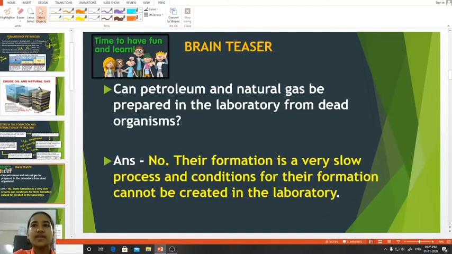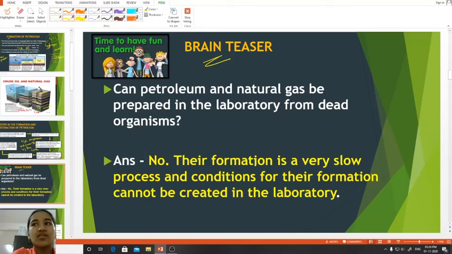Now, here's a brain teaser. Let's see if you all are aware of the answer. Can petroleum and natural gas be prepared in the laboratory from dead organisms? It's time to have fun, right? So we must solve a question also. Is it possible to prepare petroleum and natural gas in a laboratory from dead organisms?